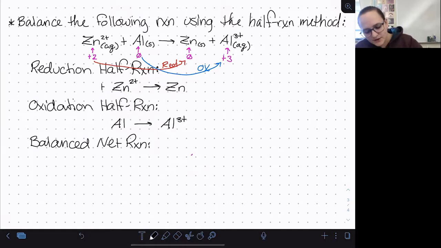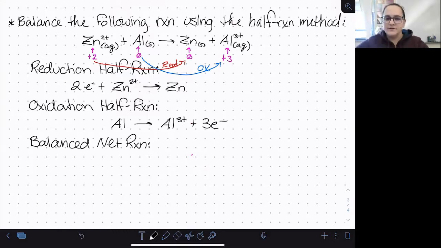So all we actually need to do here is balance for charge by adding electrons. So we'll need 2 electrons on the left side of the reduction half reaction, 3 electrons on the right side of the oxidation half reaction in order to balance these. Note that you should always find electrons on the left in a reduction since reduction is gaining electrons, and you should always find electrons on the right in oxidation since the electrons are being lost in that process.